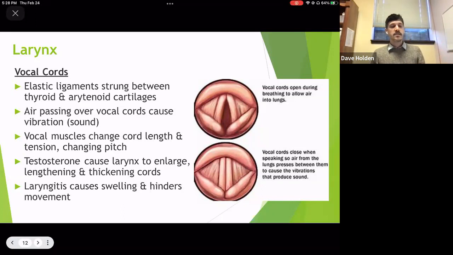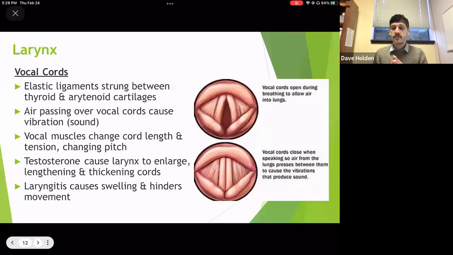So these elastic ligaments are strung between the arytenoid and thyroid cartilage. Air passing over the cords, more accurately, is between the cords, right? Between the two cords. Vocal muscles will change the cord length and the cord tension. This changes the pitch of your voice. So when you relax them a little more and give them a little more slack, the bass of your voice comes out and suddenly the voice drops really low. But when you stretch the cords and put a lot of tension on them, the voice goes up really high.